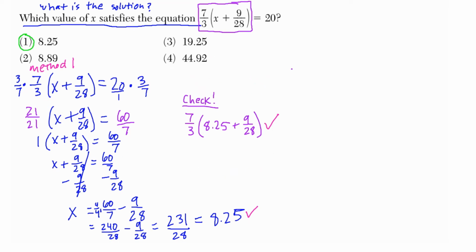But there is another way that you could approach this. There are lots of different ways you could approach this, but we'll look at just a couple. Here's another method, and it gets us to the same answer. So let's just take a look here at 7/3 times x plus 9 over 28 is equal to 20.